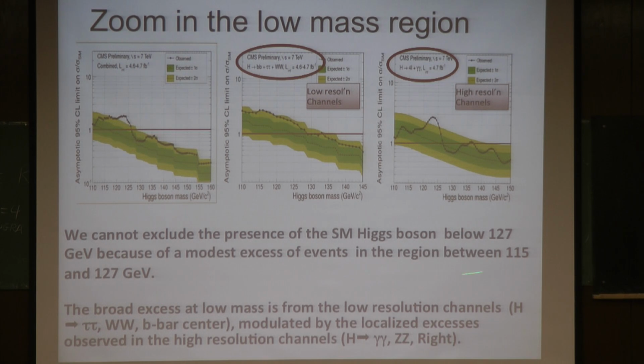So the way we say that in our talks is that we cannot exclude the presence of the standard model Higgs below 127 because of the excess of events in the region between 115 and 127.